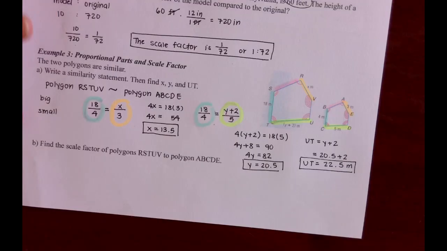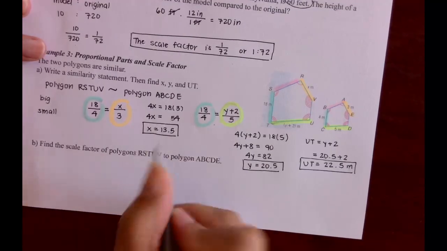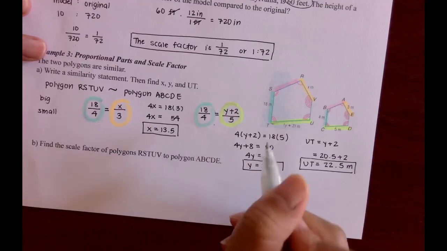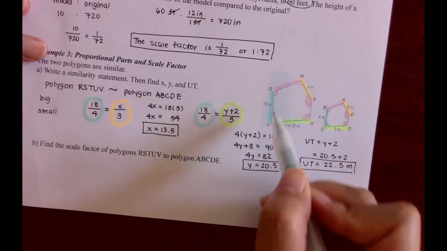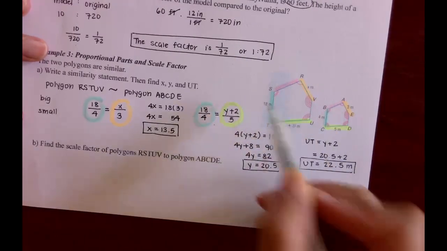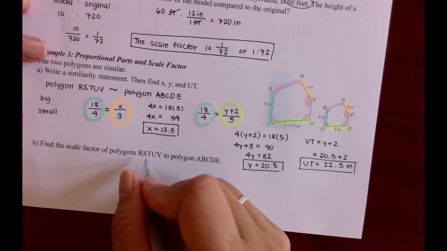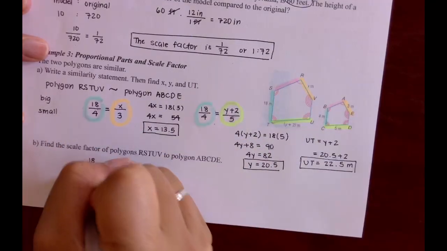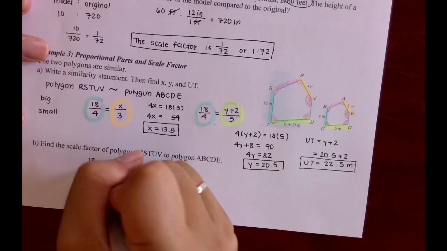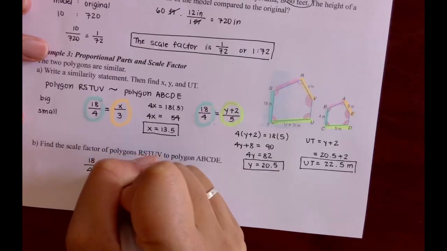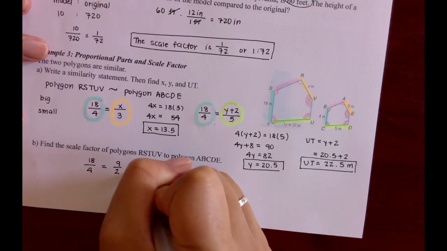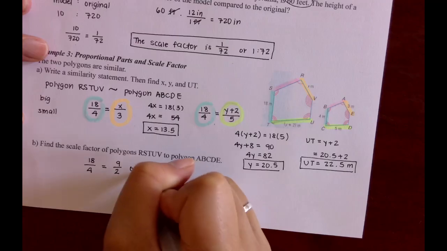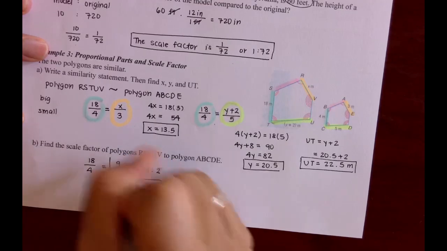Okay. Then it asked me to find the scale factor of polygon RSTUV to polygon ABCDE. So I'm going to use my completed side that was given to me. So RSTUV goes on top, the 18. ABCDE goes on the bottom, 4. 18 over 4 simplifies to 9 over 2. Or if you don't want to write it as a fraction, you can write it as 9 colon 2. And there you go.